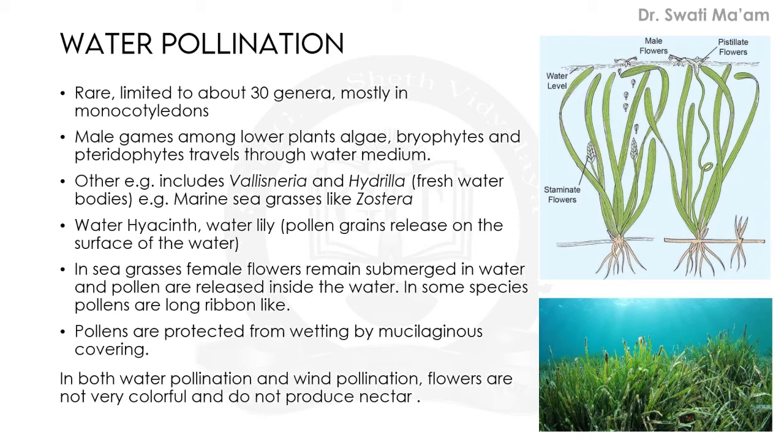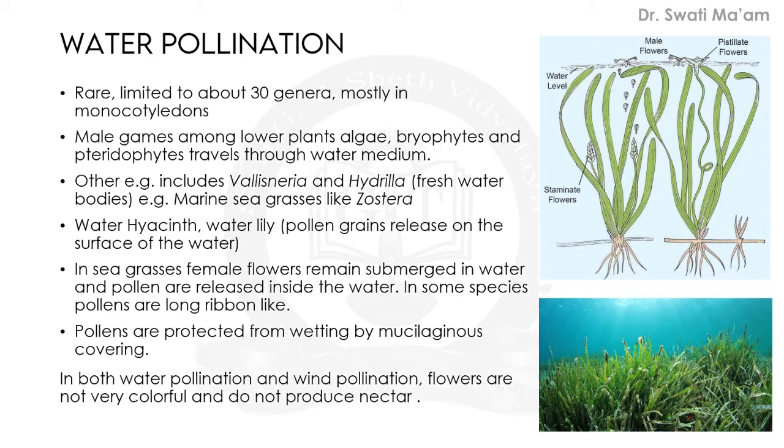The next example is of sea grasses. In sea grasses, the female flowers remain submerged in the water. This diagram shows the submerged sea grasses, which are found at the bottom level of the sea. In sea grasses the female flowers remain submerged, and the pollen is released inside the water itself.